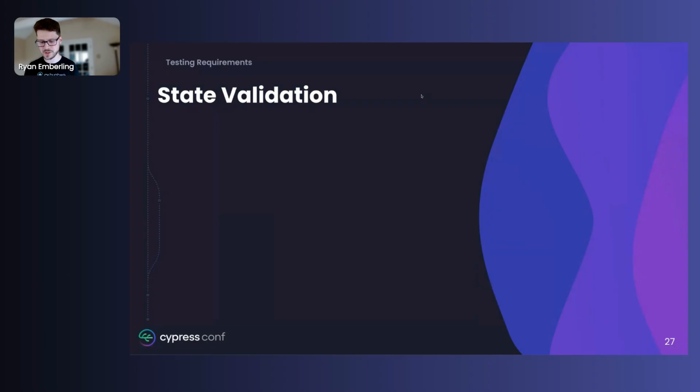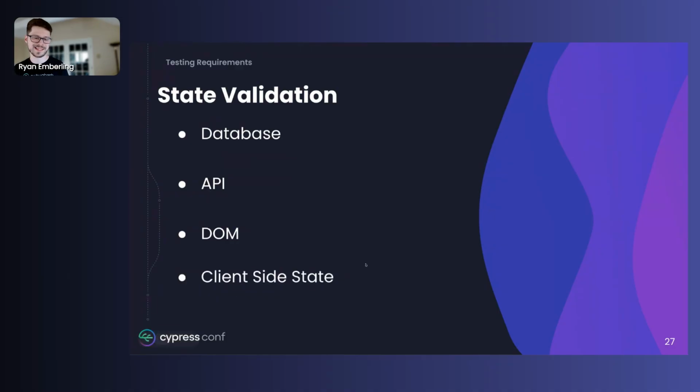And state validation comes down to the kinds of things that you want to assert and what you care to verify basically after either the current user you're looking at or perhaps an unseen one is taking their various actions. And you can validate data in the database, in the API, which itself can be indicative of what's in the database, in the DOM, or in client-side state.